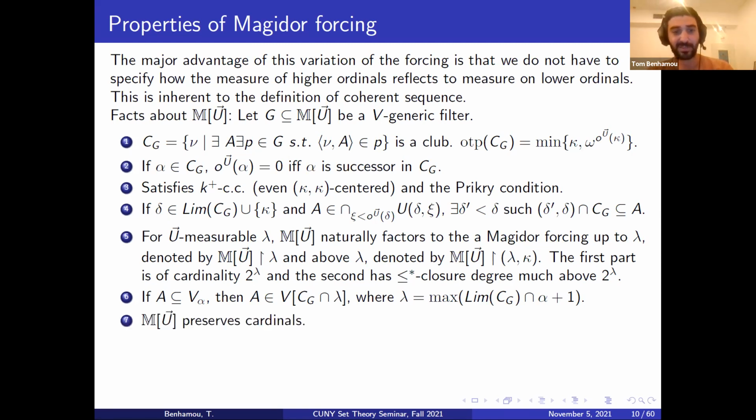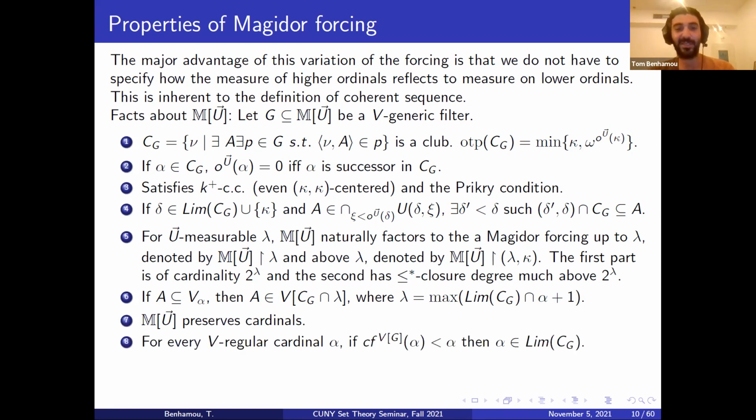So another fact is that MU, of course, preserves cardinals and changes cofinalities. We spoke about it. And which are the ordinals that MU changes cofinality of? So the first observation is that if alpha is some V regular cardinal which changes cofinality in the generic extension, then it must be a limit point of CG. This is also a result of this factorization. It's a very short proof to see that if alpha changes cofinality in the generic extension, then it must be a limit point of CG.